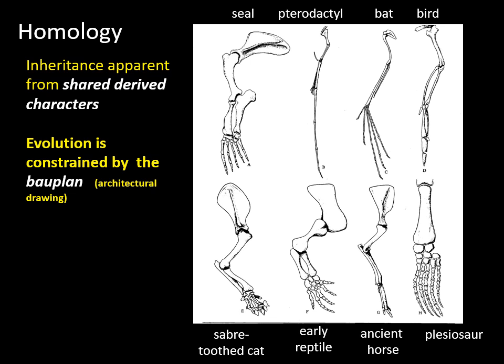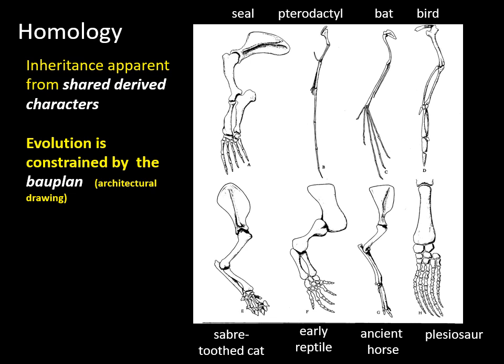Again, I want to differentiate what we're talking about with convergence and homeomorphy from homologous structures, or homology. Homology is when we look at parts of organisms that are distantly related or sometimes closely related, and we look at the actual internal mechanics of these individual parts, and from those we can actually see the evolutionary lineage. So in this case, we're looking at the results of shared derived characters.